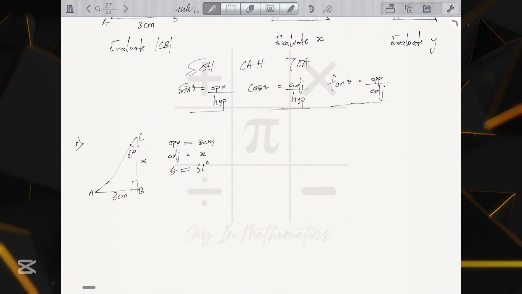Now the question is, which expression relates the opposite and adjacent together? This is opposite and hypotenuse. This is adjacent and hypotenuse, but this is opposite and adjacent. So we are going to be using tan theta is equal to opposite over adjacent.